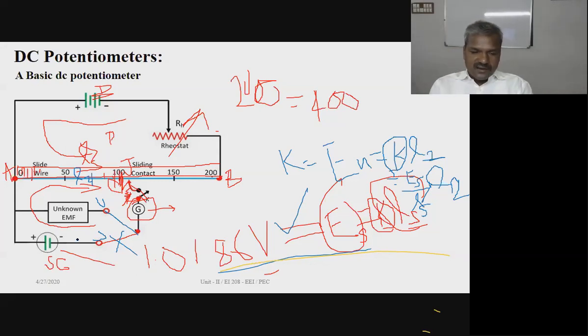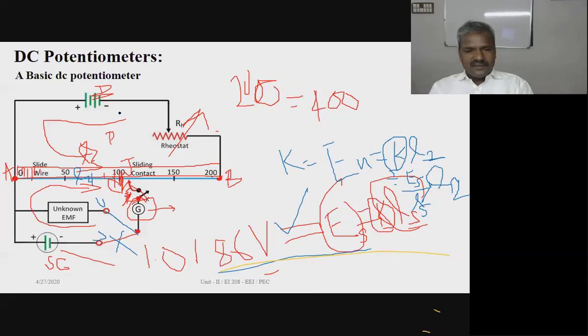Also, the standard cell used for this secondary circuit, that is for calibration, is the Western cadmium cell, whose EMF is 1.018. The same concept is applicable for all types of potentiometer measurements, even your DC potentiometer, AC potentiometer, calibration of wattmeter, ammeter. For all of them, this is the basic principle. Understand or not? Okay. Next we see.